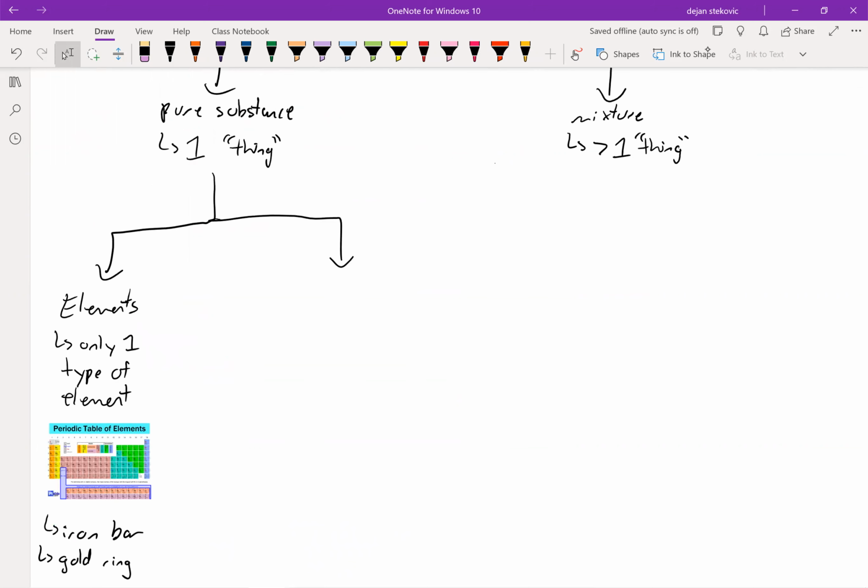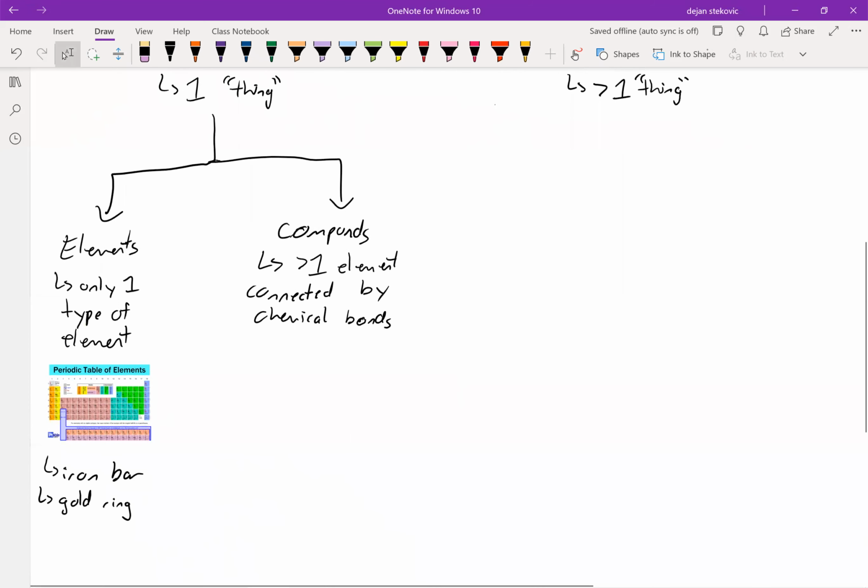However, pure things don't just have to be one element. They could be more than one element. We call those compounds. So a compound is where we have more than one element, but they're connected by chemical bonds. So more than one element connected with chemical bonds. And we'll learn what chemical bonds are later.